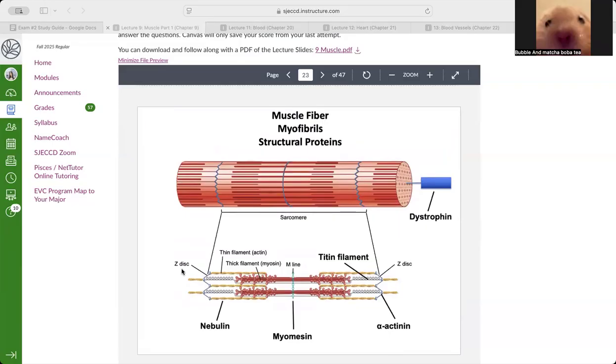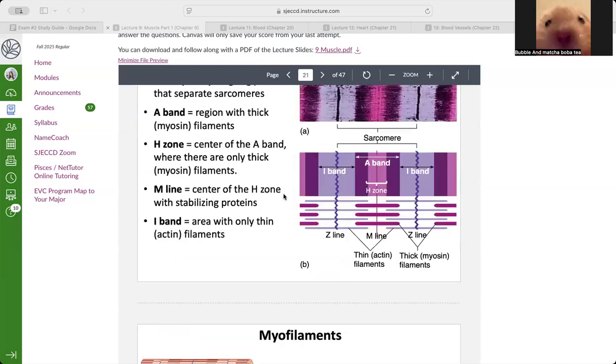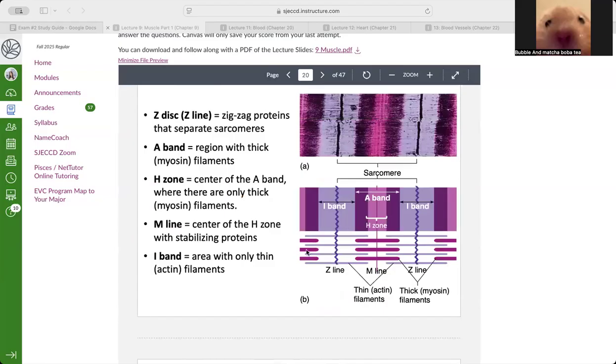Okay, so there are some structural proteins. There are five. They're responsible for stabilizing the sarcomere. Titin filament stabilizes the whole sarcomere. It runs from one Z line to the other Z line, and it is the largest protein in your body. Alpha actinin makes up the Z line. Remember where the Z line is, guys? The Z line is right here.